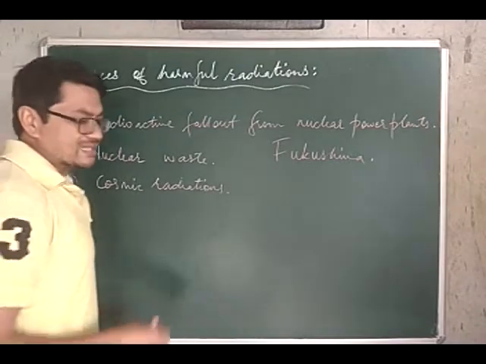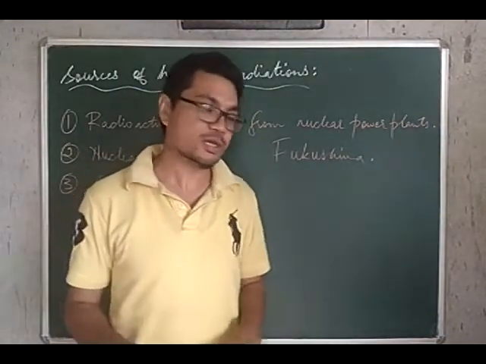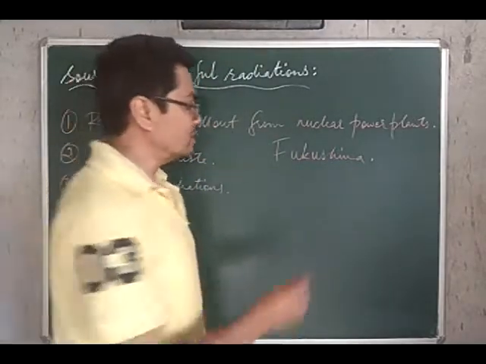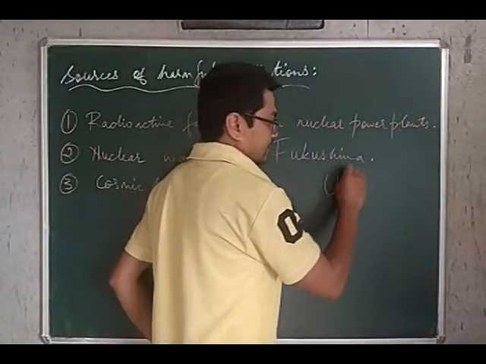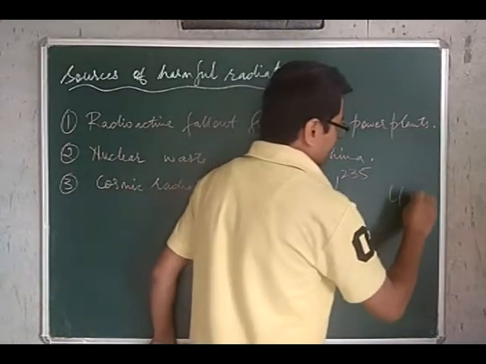Now, nuclear waste. From nuclear power plants only we get nuclear wastes. In nuclear power plants, we use uranium, remember, uranium-238 and uranium-235, two isotopes of uranium.